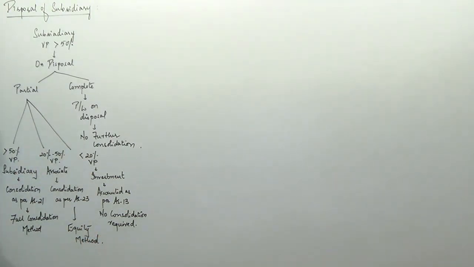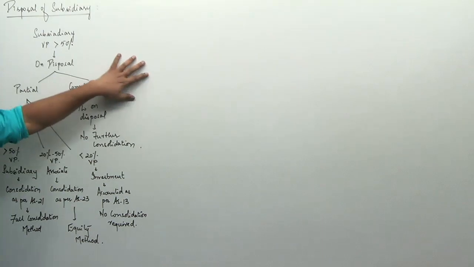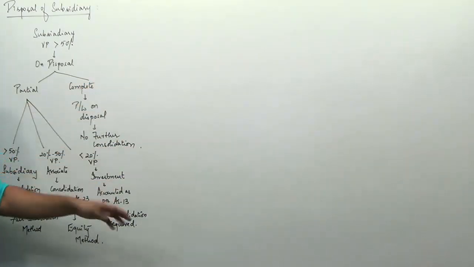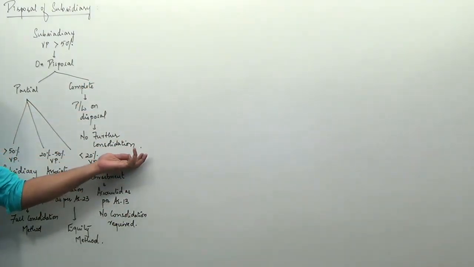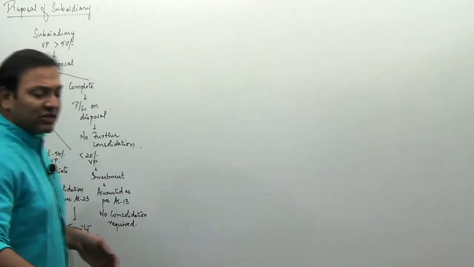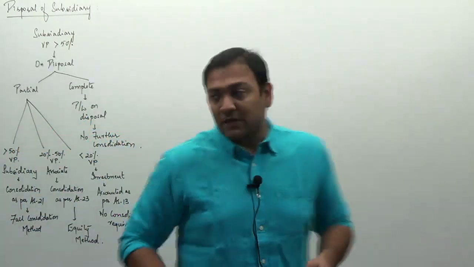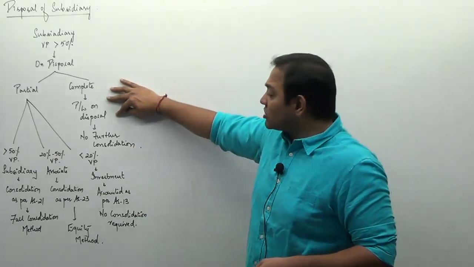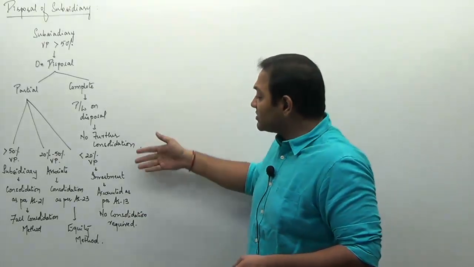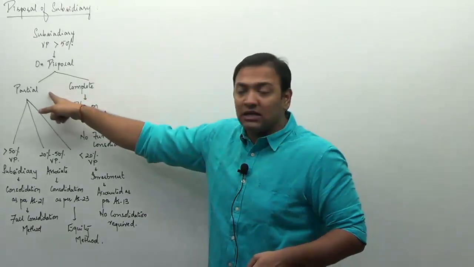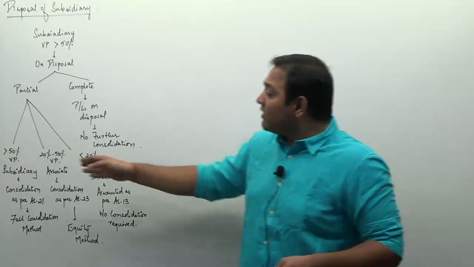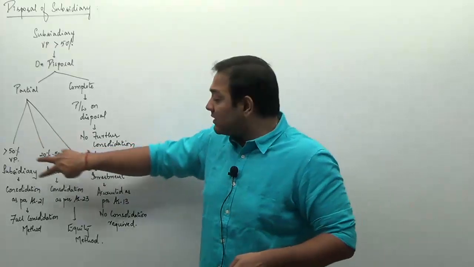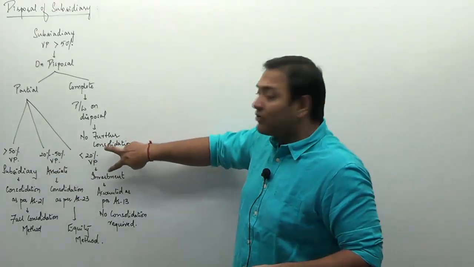This is a basic framework for the disposal. You completely dispose of a subsidiary, you don't have to consolidate any further. So in the year in which you have actually disposed the subsidiary, you can stop the consolidation process, find out the profit or loss on disposal, transfer it to your reserves. And whenever there is a partial disposal, there can be three situations where you are still holding more than 50%, 20 to 50% or less than 20%.